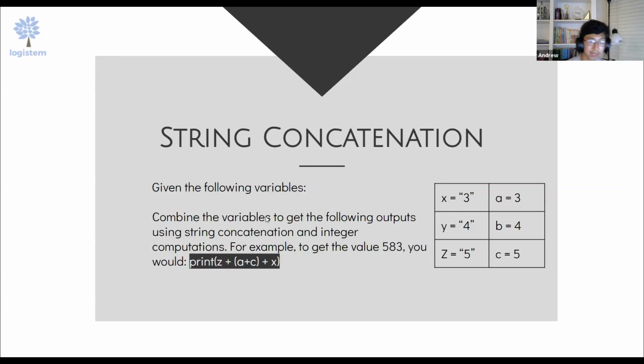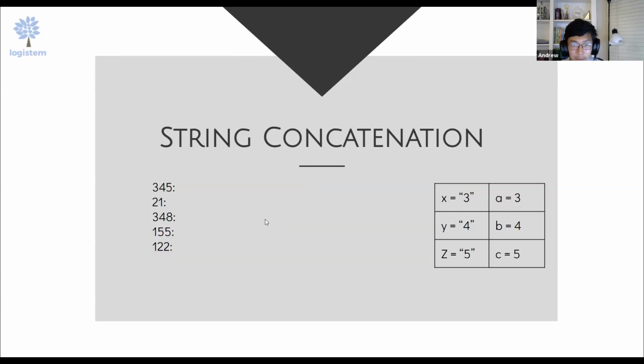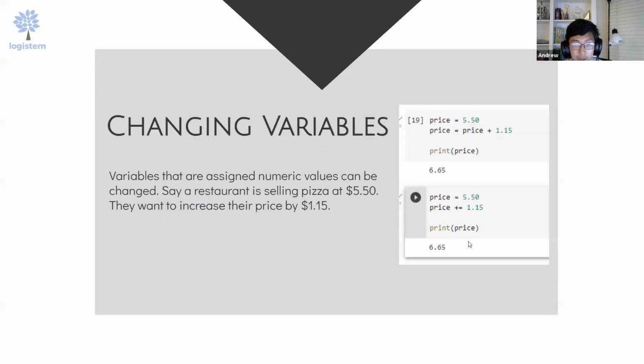So anyways, obviously there are so many ways to approach all of these. You could do pure math for all of these, or you could be smart and make use of strings and concatenate them. It seems like everyone got the hang of this. I see all correct answers in the chat. So we'll move on to the next question. The last thing we're going to talk about is changing variables.